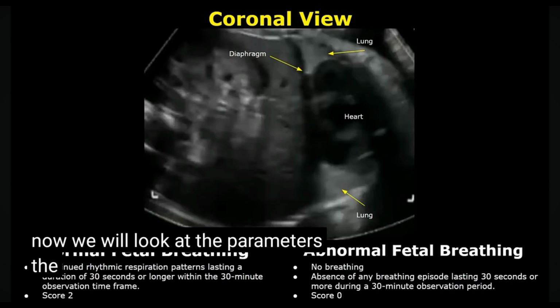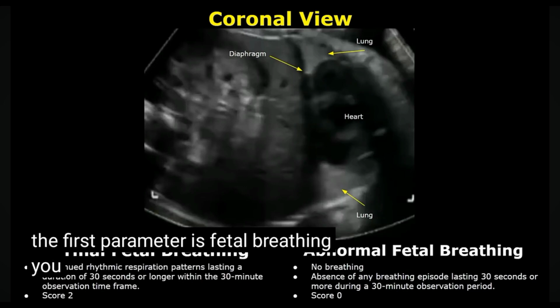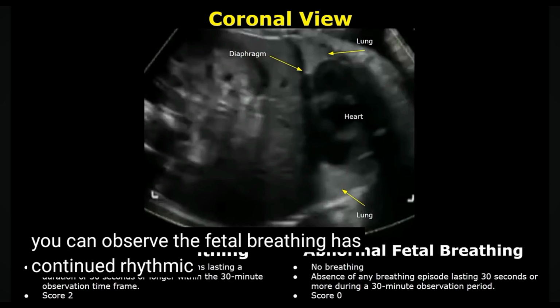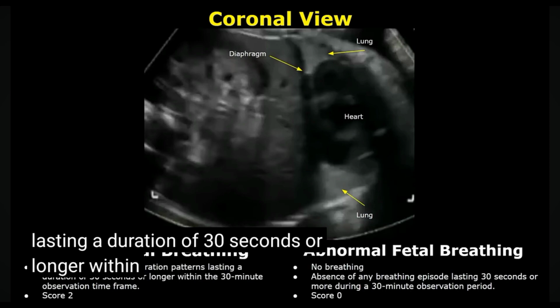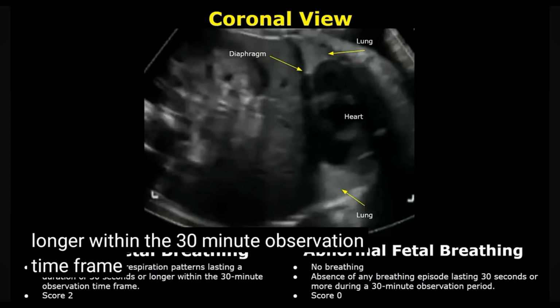Now we will look at the parameters. The first parameter is fetal breathing. You can observe the fetal breathing has continued rhythmic respiration patterns lasting a duration of 30 seconds or longer within the 30-minute observation.